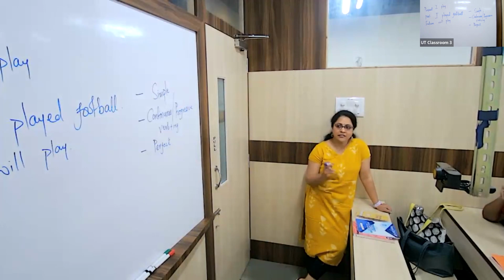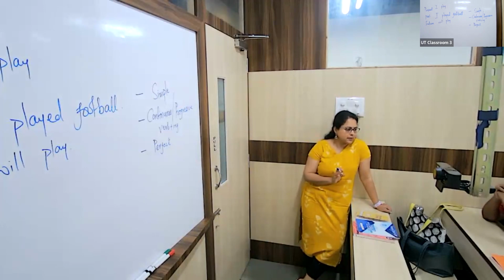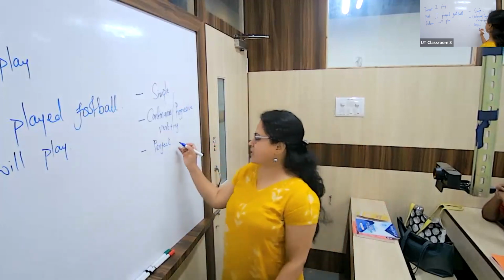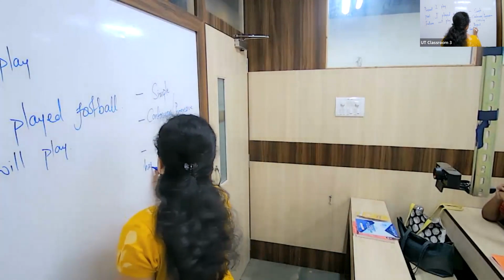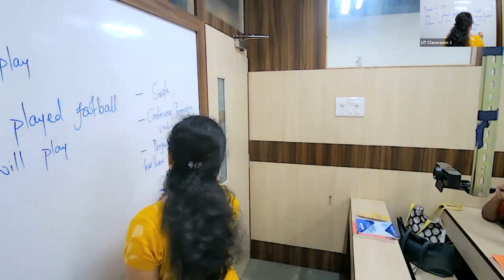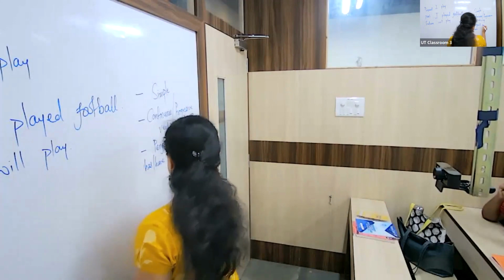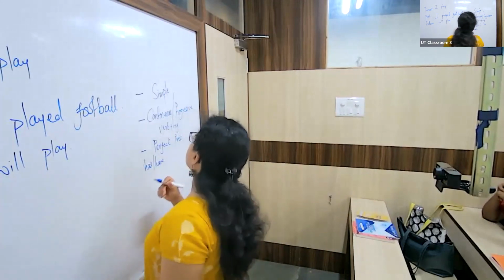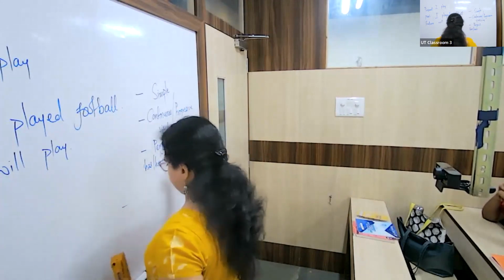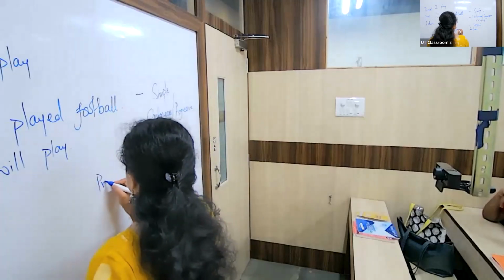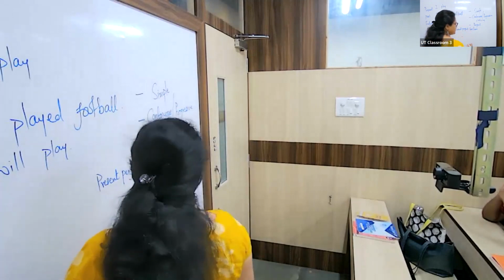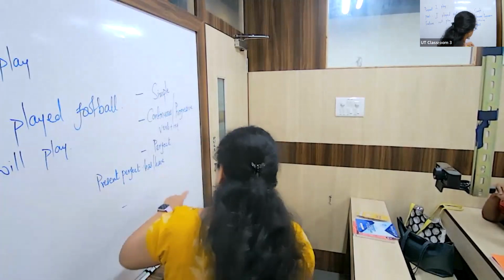Will play will become simple future tense. What words do we use in perfect tense? We use words like has, have. So in present perfect tense, we use has, have plus past participle.